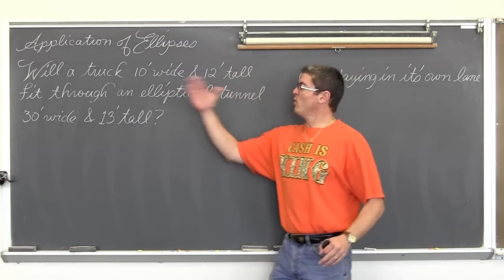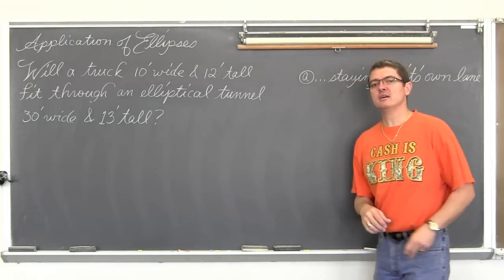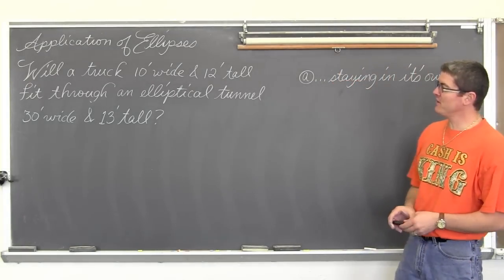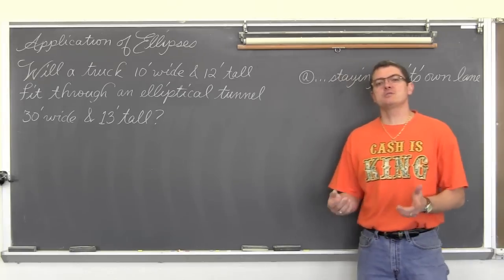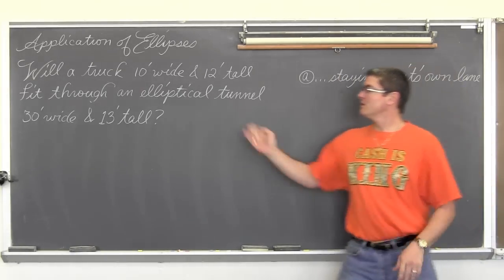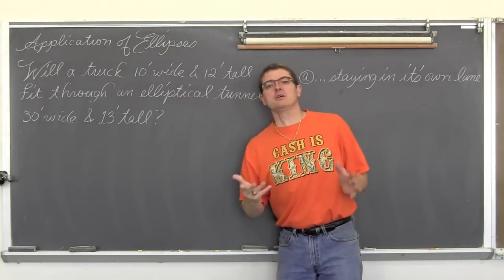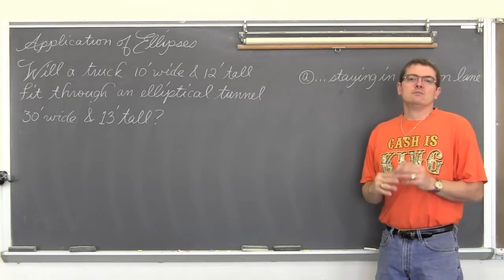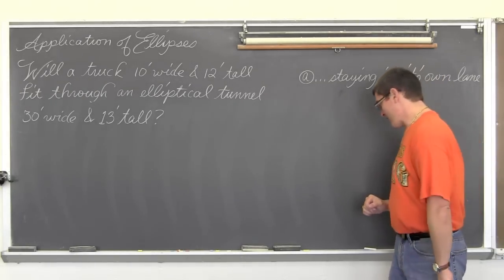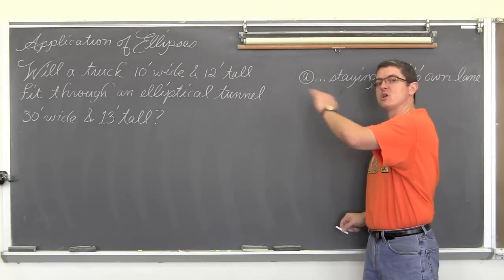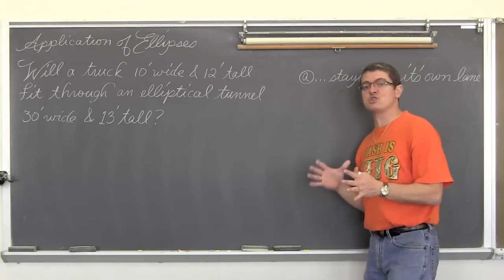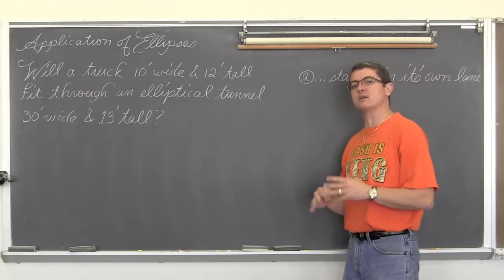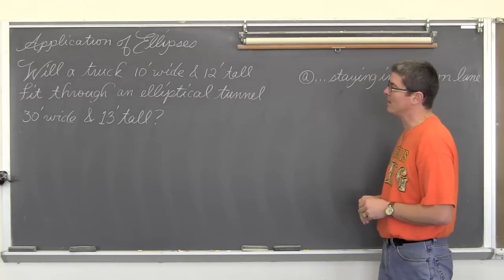Will a 10-foot wide truck, which is 12 feet tall, fit through an elliptical tunnel that is 30 feet wide and 13 feet tall? Well, the tunnel is taller than the truck, so clearly it's going to fit, right? Well, it's an elliptical tunnel. That means it has a domed opening or a domed top, which is not uncommon with older tunnels because of the strength of that shape. It's almost like the weight pushing down on it is going to help strengthen the structure.